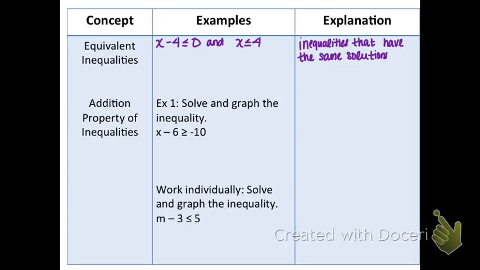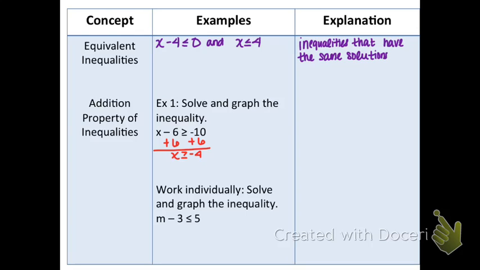So now I'm under addition property of inequalities, and example 1 says to solve and graph the inequality. The first thing that I want to do, and we're going to follow a procedure that's very similar to solving equations, is isolate my variable, because I'm interested in what the inequality says about x. So I need to add 6 to both sides to get x by itself. So I have x is greater than or equal to negative 10 plus 6, which is negative 4.